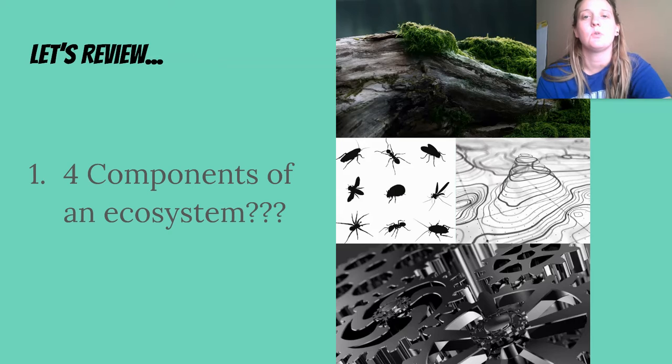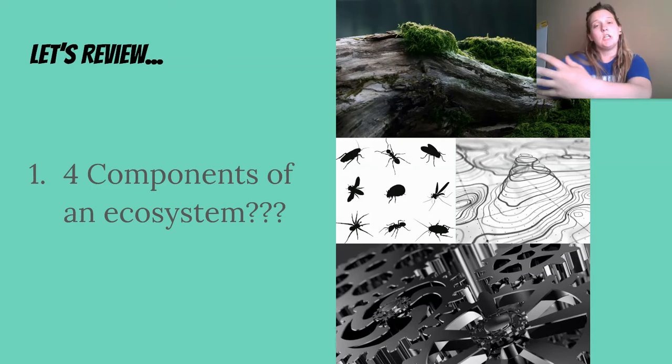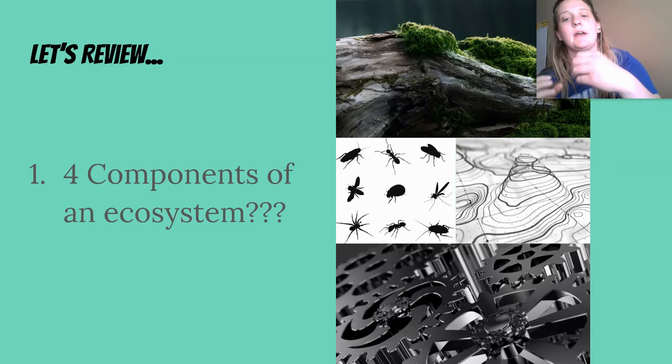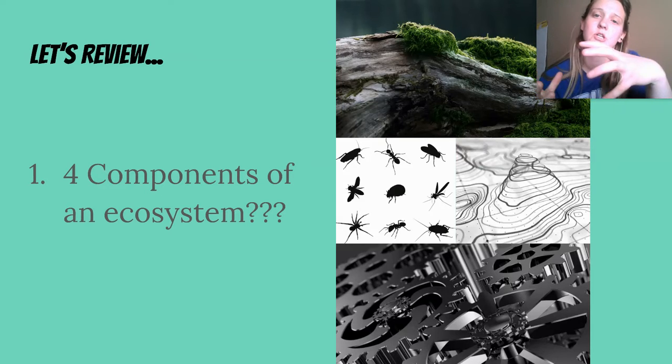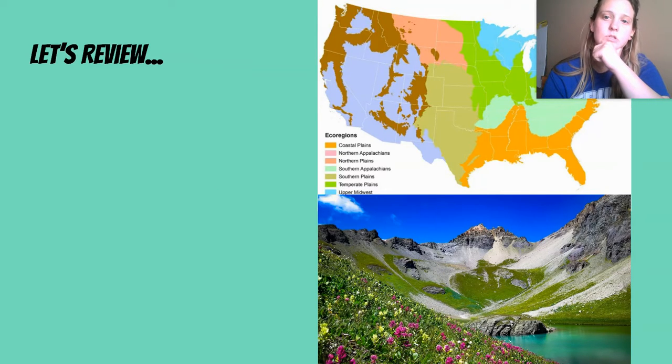The 4 components of an ecosystem: it has to be a given area. It can be big, it can be little, but it has to be a given area. There need to be living and non-living factors in that given area, and it has to be able to function together as a whole.